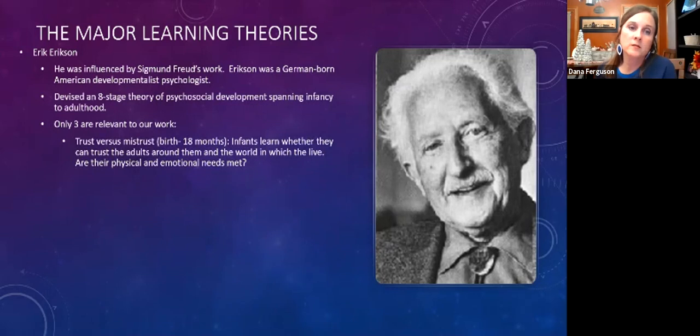So the first was trust versus mistrust. So this, he said, happens between birth to 18 months. And this is where infants learn whether they can trust the adults around them and the world in which we live. Are their physical and emotional needs met, in other words? So one of the things I want to share about this is so very important that we understand the importance of being responsive to infants. Even though we may not realize that infants are developing this at this stage, this trust versus mistrust. So let's say that we have a baby, and let's say that this baby's mama is going through depression.